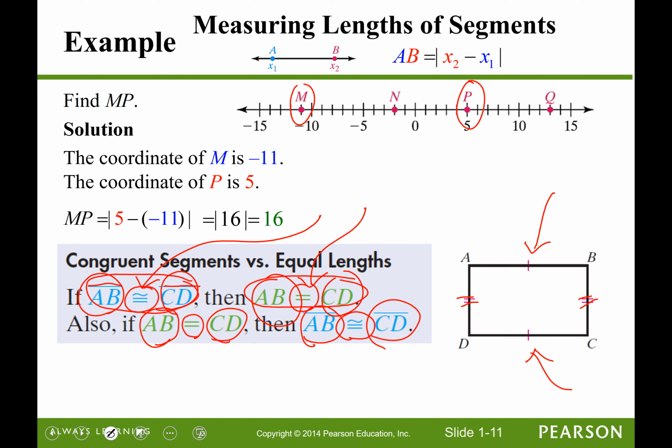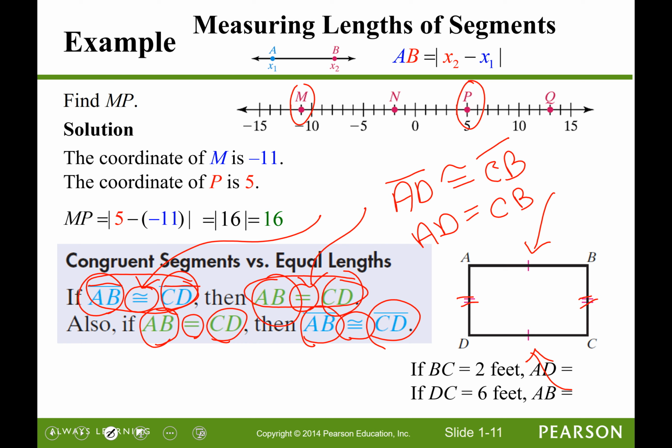So to write the congruency statement for the double tick marks, it would be segment AD, so make sure you put the bar over top, is congruent to segment CB. And it would be the length of AD is equal to the length or the measure of CB, right? So notice the difference: use congruent when you're talking about a segment, and equal when you're talking about units of length or measure.